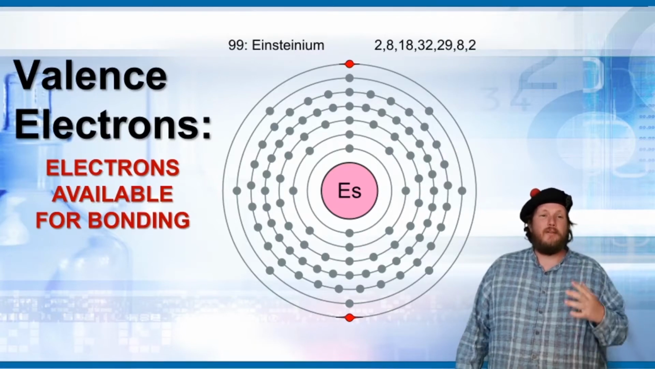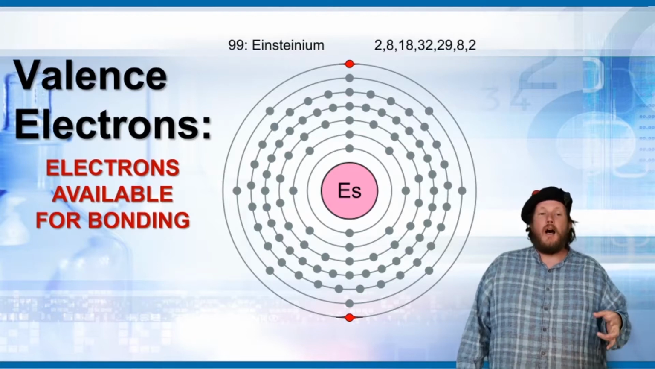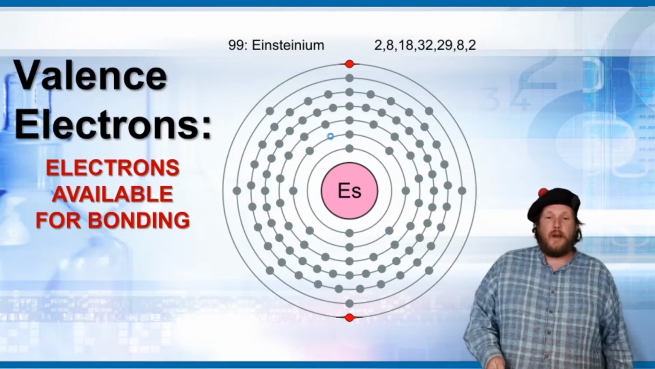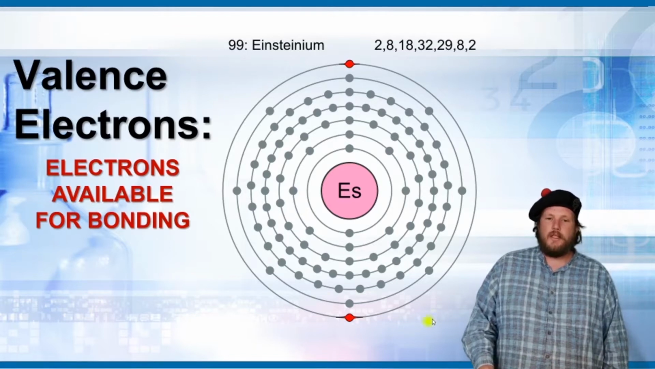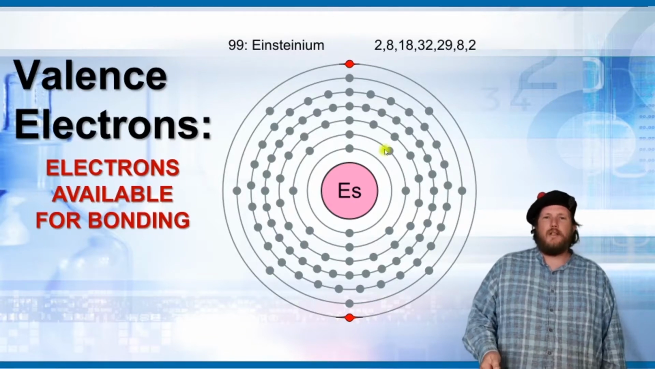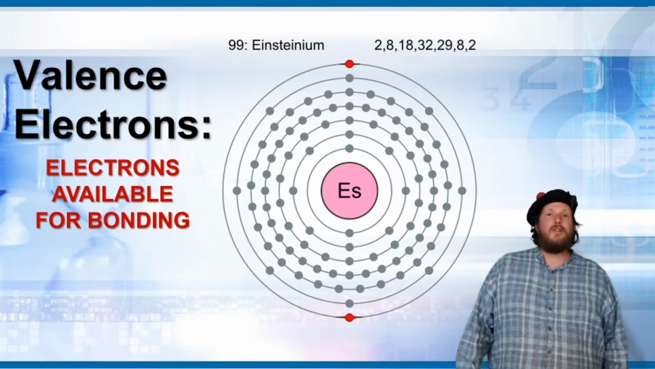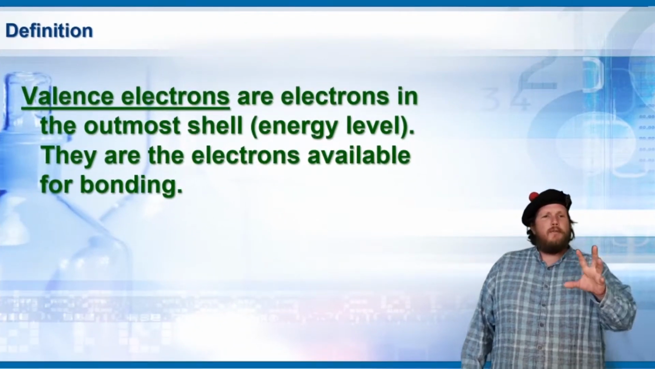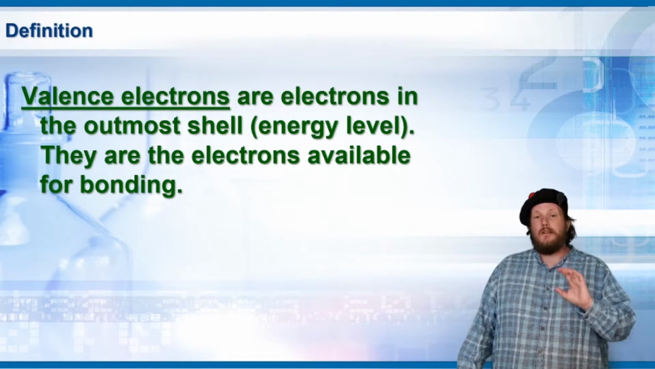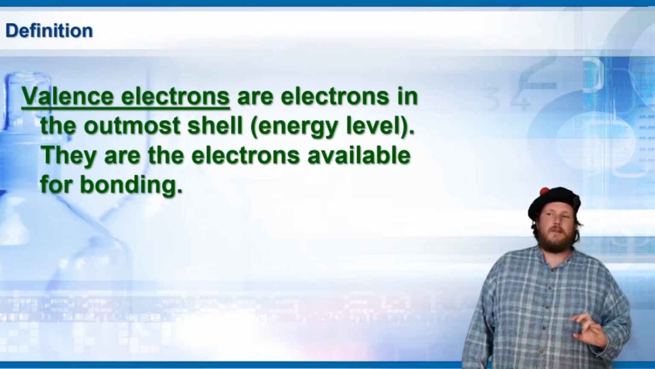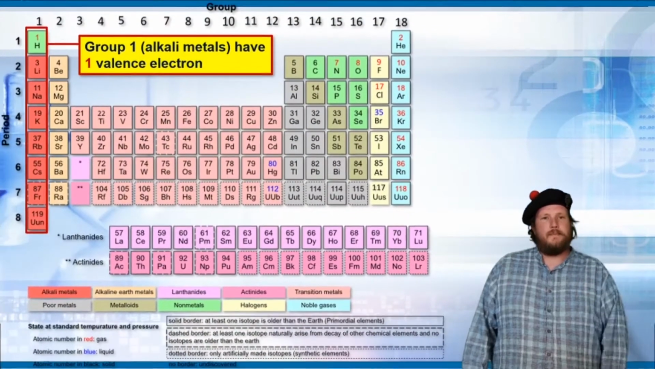Today we're going to talk about valence electrons. These are the electrons that are available for bonding. So in this example, you have Einsteinium. If you look at the outermost shell of this atom, there are only 2 electrons. It has 99 electrons total, but only 2 in the outer shell, which are the valence electrons, those used for bonding. So first definition, valence electrons are electrons in the outermost shell or outermost energy level. They are the electrons available for bonding.